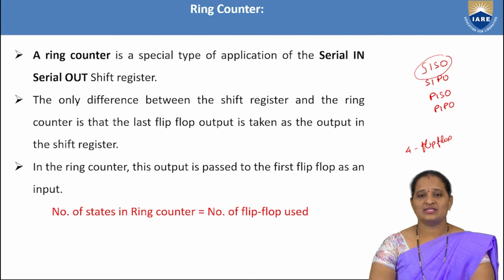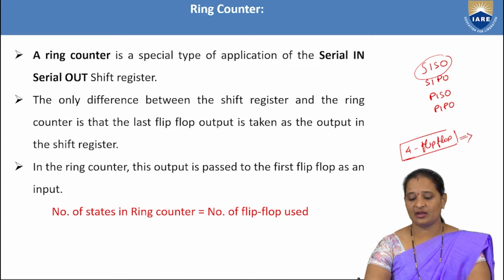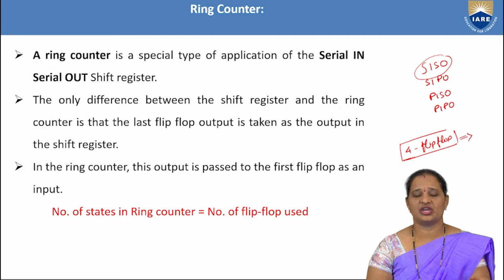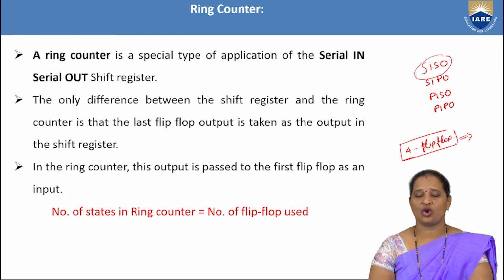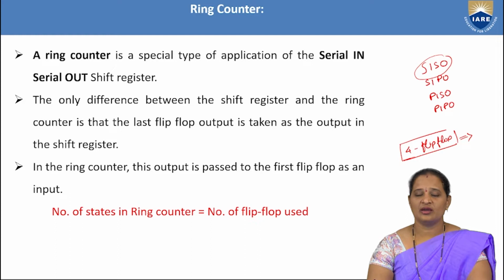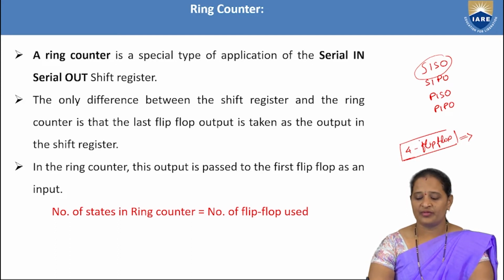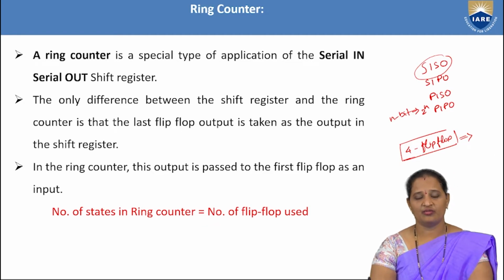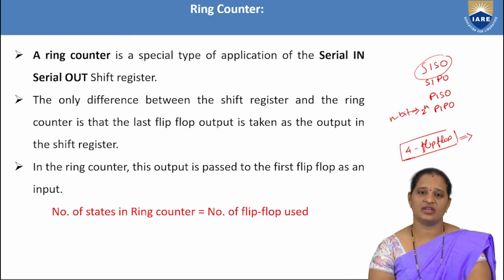First of all, what do we mean by a counter? A counter is a sequential circuit which can count the number of clock pulses, or else the number of events that occur in a circuit. If we have an n-bit counter, we are able to count 2 power n pulses. Now, in a ring counter, we can also design a ring counter of any size.